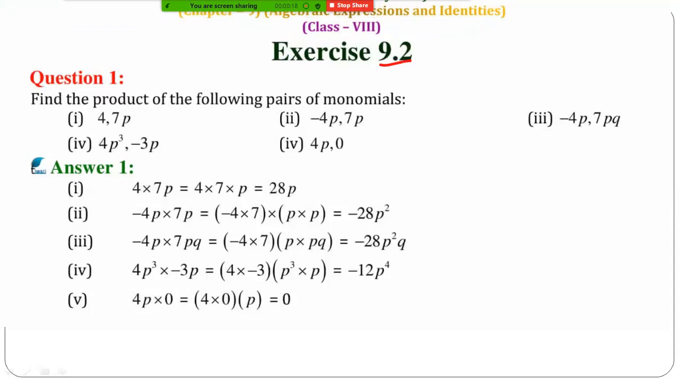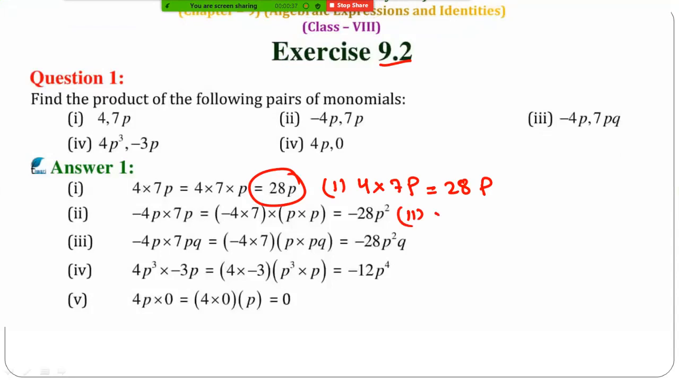Our question number 1 is: find the product of the following monomials. So we have to multiply these terms. First is 4 comma 7p. We have to multiply this 4 with this 7p. So 4 sevens are 28 and p as it is. So this is your answer, that is 28p.